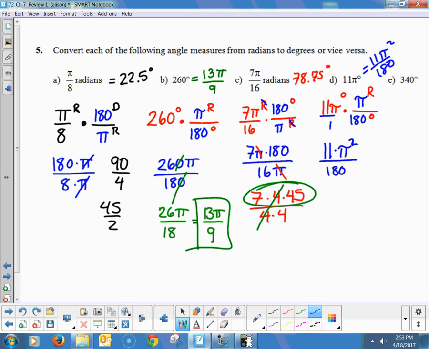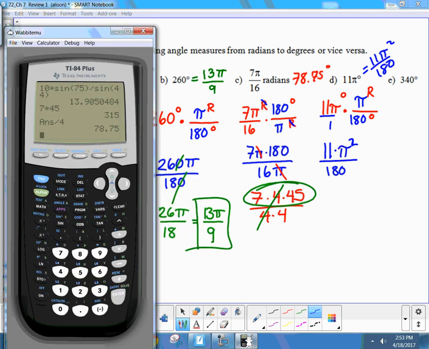Or you could whip out the old calculator. Come on, calculator. Let's go 11 times, do we have a pi button on here? I think it's that blue thing. Pi, that's it, to the second. And then divide by 180. Enter. Tells me it's 0.603. Okay, I'm just going to trust them. 0.603 radians.